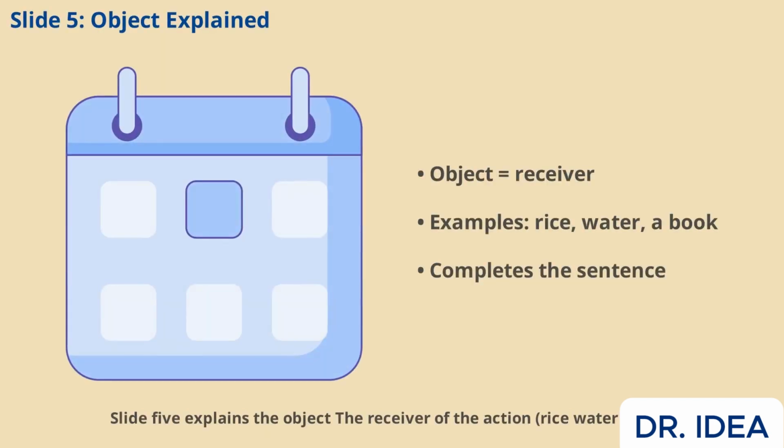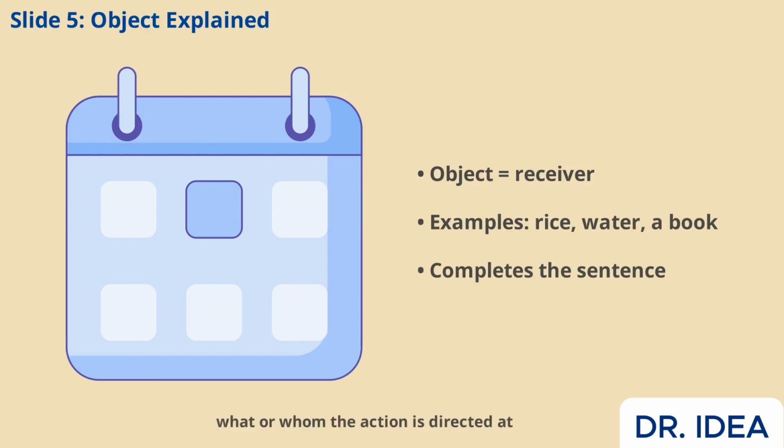Slide 5 explains the object, the receiver of the action: rice, water, a book. The object completes the sentence and tells us what or whom the action is directed at.